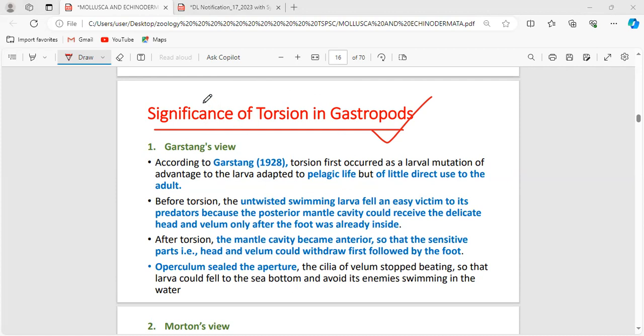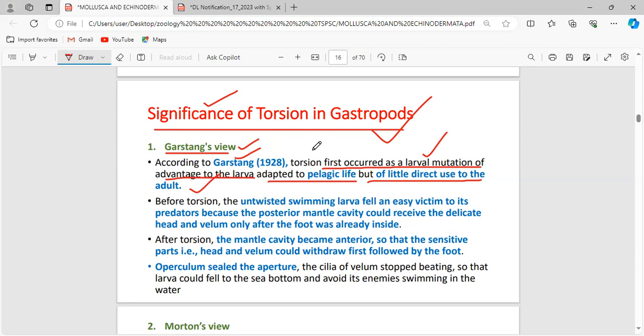Significance of torsion. Why is torsion happening? What is the importance of such a process? First, Garstang's view. According to him, torsion first occurred as a larval mutation of advantage to the larva adapted to pelagic life, but of little direct use to an adult.